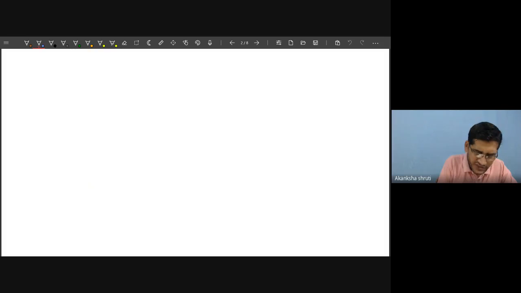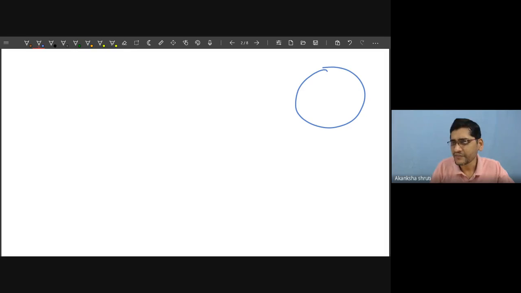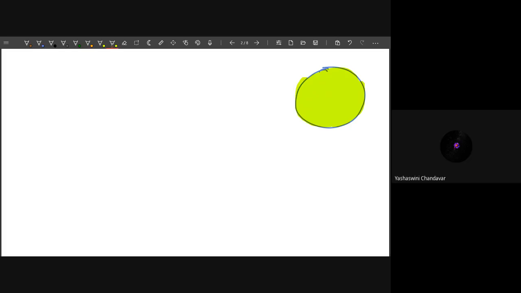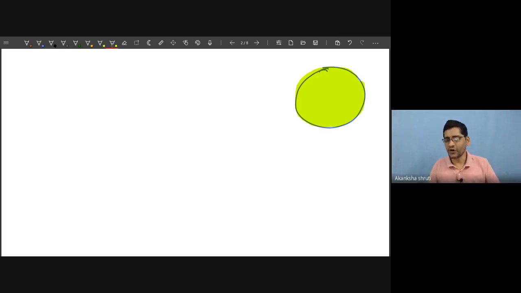Since it is a closed figure, observe circle is what? A closed figure. So wherever a figure is closed, it always encloses some area. Yes, students. So this area, pi r square, how much area is enclosed, that can also be calculated.